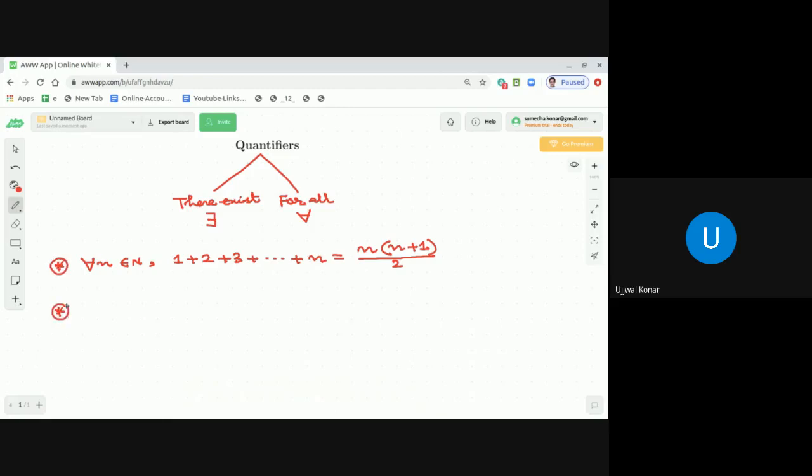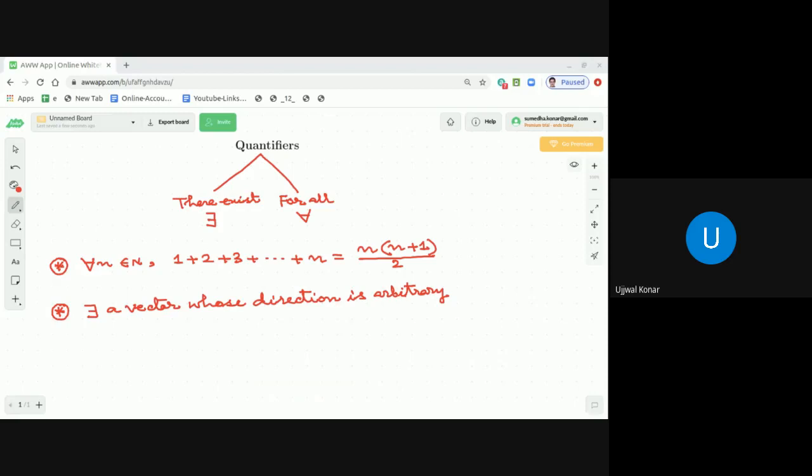And there is another quantifier: there exists a vector whose direction is arbitrary. Okay, dear students. Now that is what is known as quantifiers.